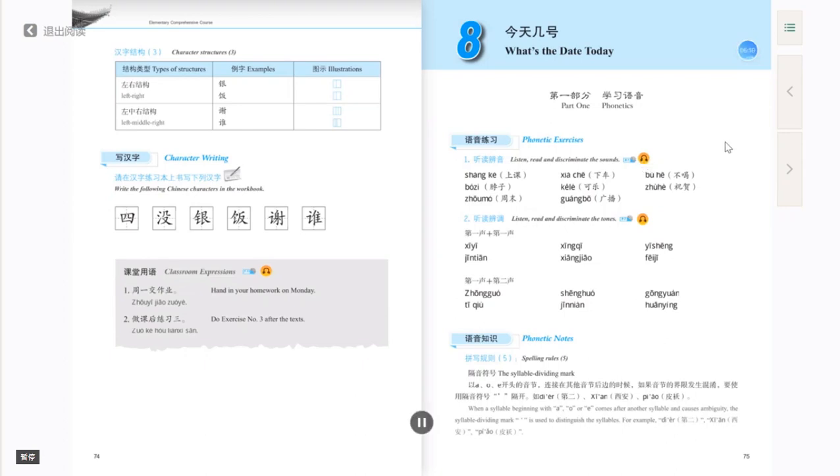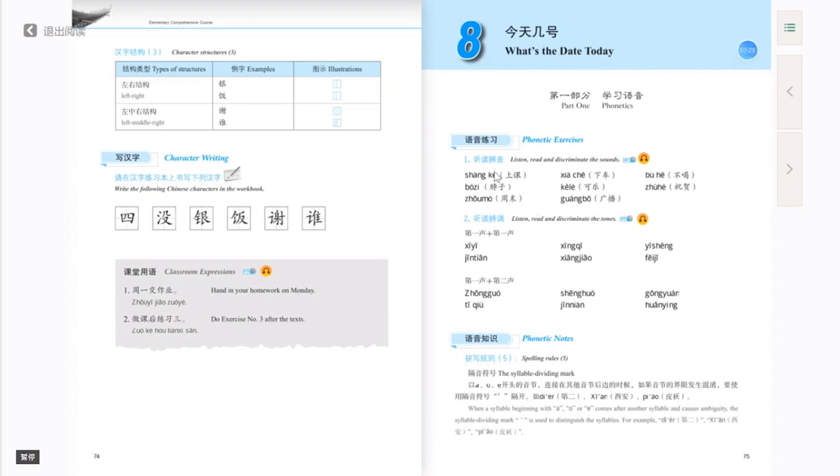第8课，今天几号？第1部分，学习语音。语音练习。 1. 听读变音。上课。下车。不喝。脖子。可乐。祝贺。周末。广播。 Okay, let's read again.